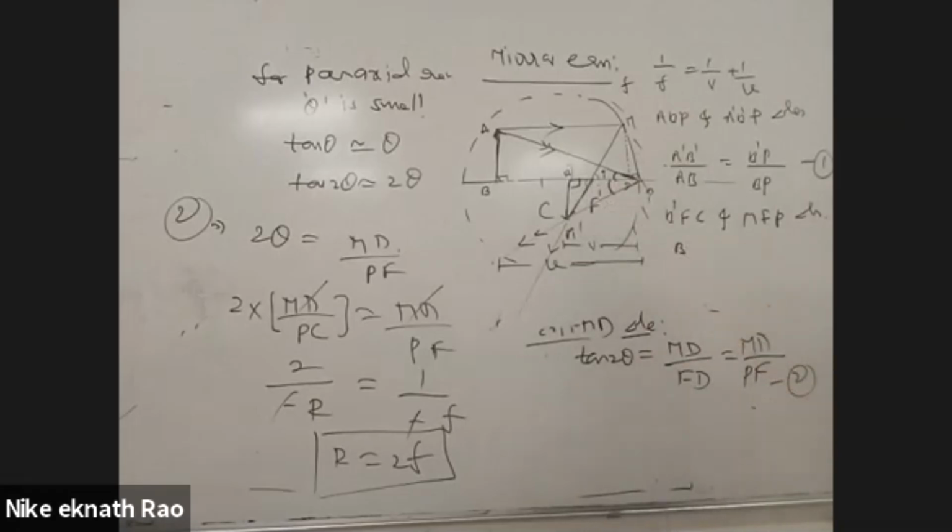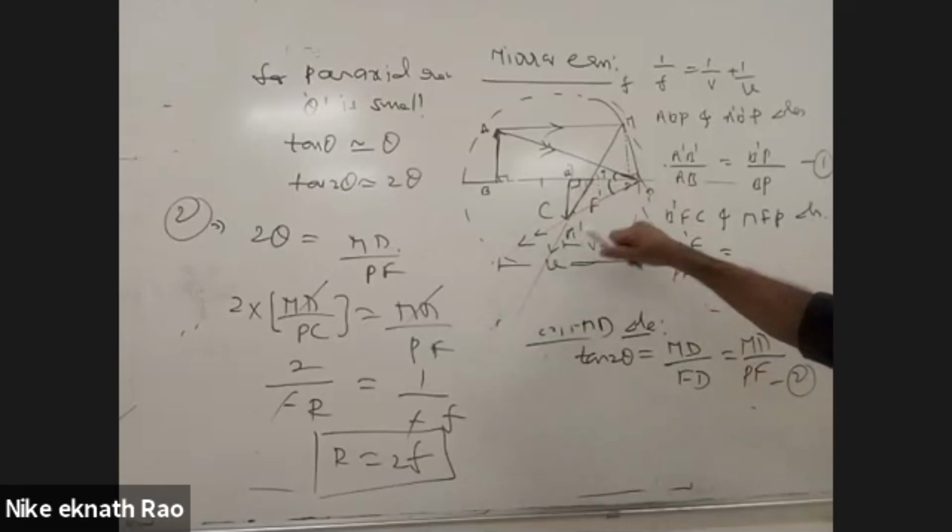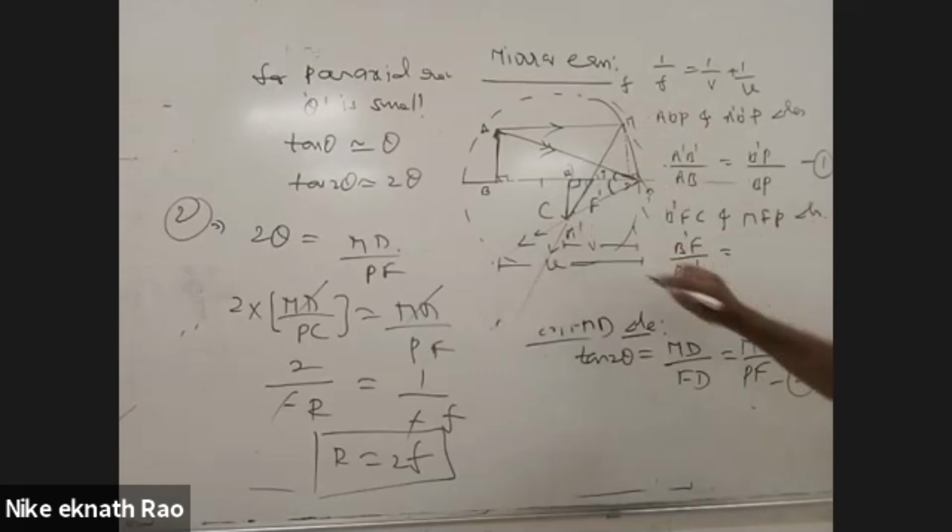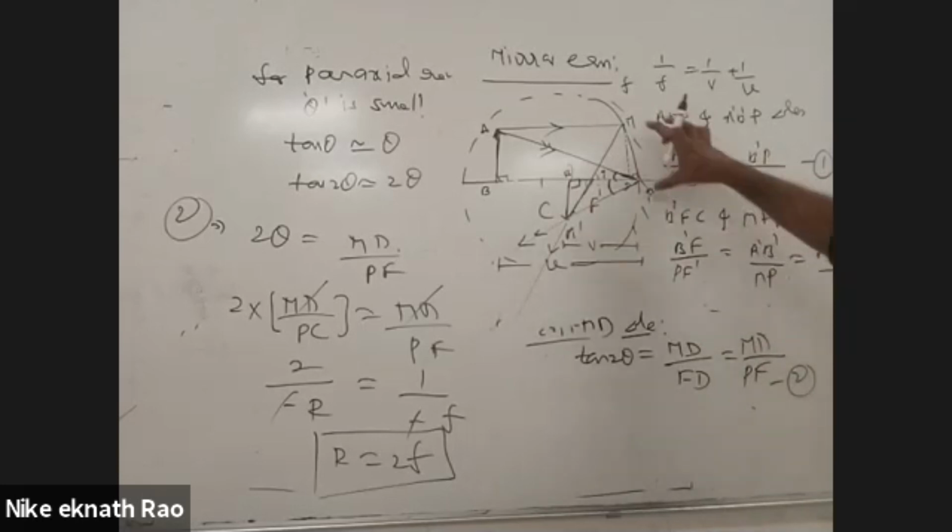B dash F by P F. Base to base is equal to height to height, B dash divided by height MP. This is A dash B dash by MP, and MP is equal to AB. Equation number 2.